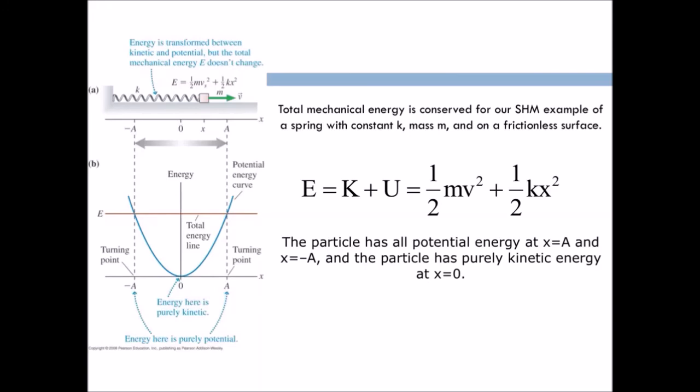So remember we've talked about energy before in terms of springs. Now the total mechanical energy is still conserved for our simple harmonic motion example of a spring with a constant k, mass m, and on a frictionless surface. So remember that E is equal to kinetic energy plus potential energy, which is 1/2 mv squared, and the potential energy in this situation is 1/2 kx squared. So the particle has all potential energy at x equal to A. Again, we're not moving at that point, so all of our energy is in the form of potential energy. And the particle has purely kinetic energy at x equal to 0, when we have no stretching or compression.